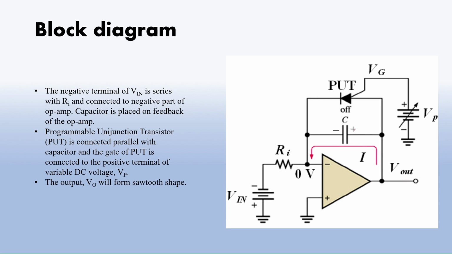Now I will explain this block diagram. First, the negative terminal of Vin is in series with Ri and connected to the negative input of the op-amp. A capacitor is placed on the feedback of the op-amp, and the programmable unijunction transistor, PUT, is connected in parallel with the capacitor, and the gate of the PUT is connected to the positive terminal of the variable DC voltage VP. And last, the output Vout will form a sawtooth shape.